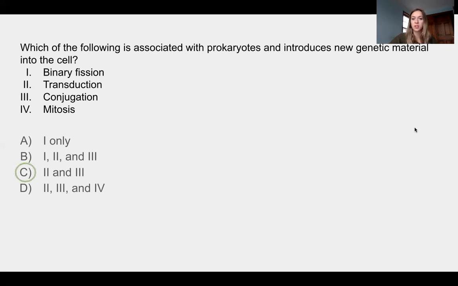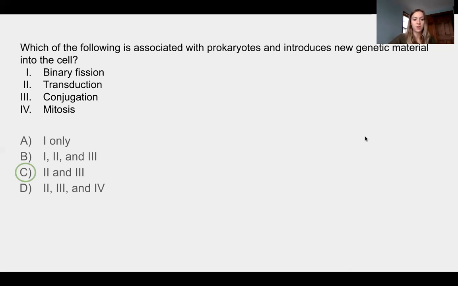All right, so assuming that you've answered the question now, I will show the answer, which is C, so 2 and 3. So transduction and conjugation both are associated with prokaryotes and introduce new genetic material. So again, a Roman numeral question. What I would encourage you to do is find which one is included in exactly 2 answers. So for this question, that would be 1, binary fission. And binary fission does not introduce new genetic material. It's basically when a cell grows and just divides in half. So it's asexual reproduction and involves no outside genetic material entering the cell.